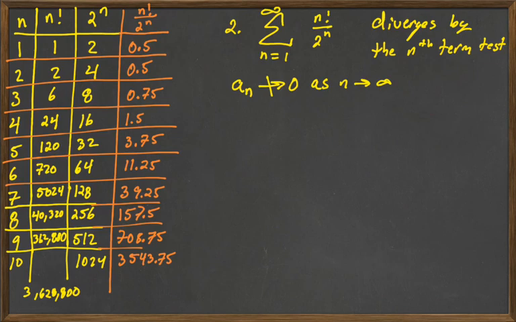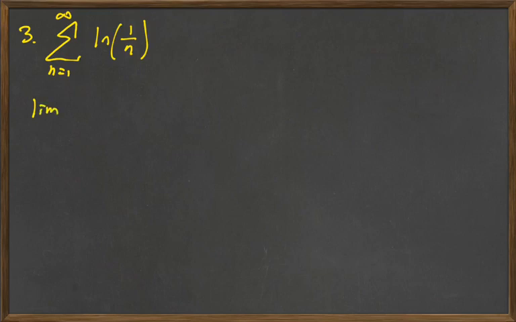Okay. All right, let's go ahead and look at one more here. So we'll look at the sum n equals 1 to infinity, natural log of 1 over n. Again, this is not a telescoping series. This is not a geometric series. The only other test we have is the nth term test. So we're going to look at the limit as n goes to infinity of the sequence, which is the natural log of 1 over n.